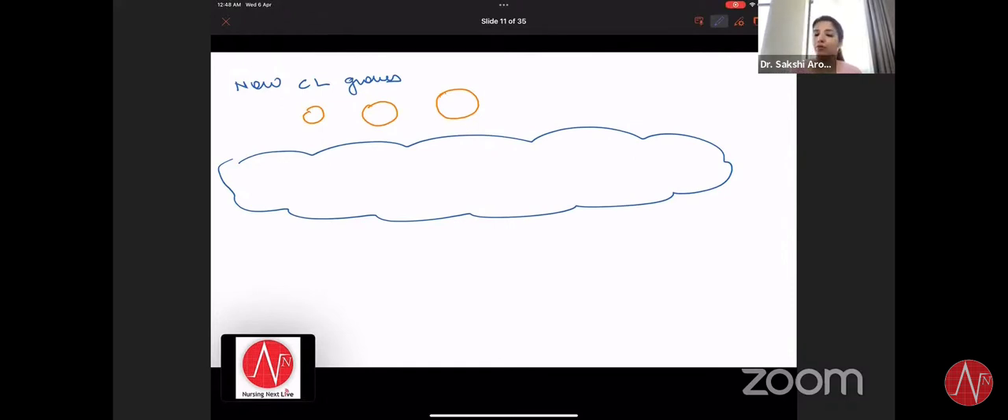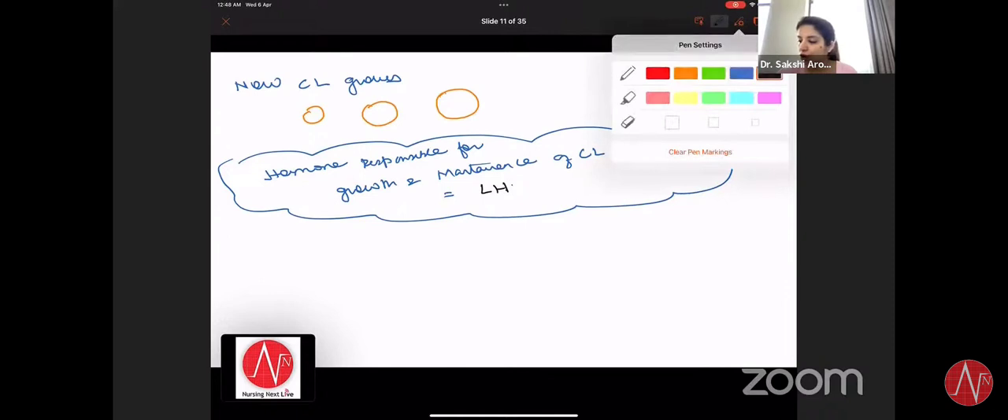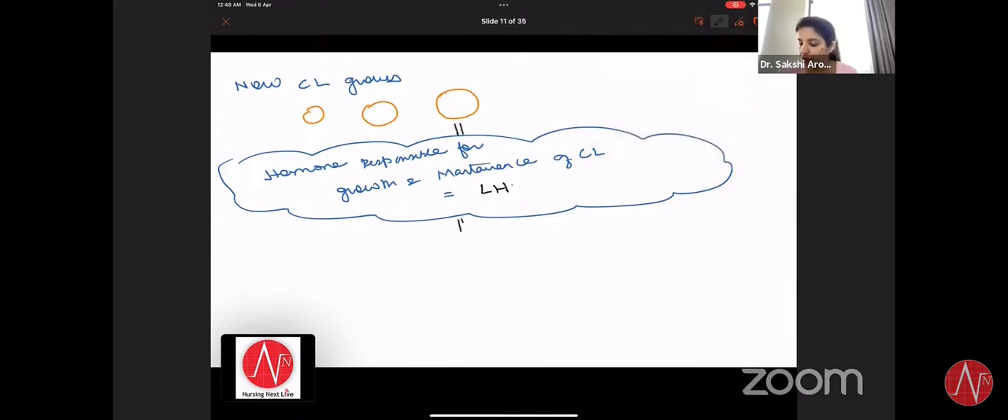Luteinizing hormone, corpus luteum. So the hormone responsible for growth and maintenance of corpus luteum is LH. Right? Now, I was telling you that corpus luteum will grow.